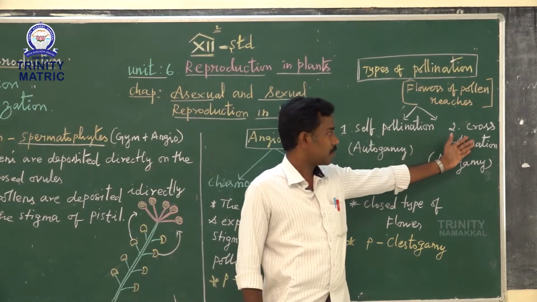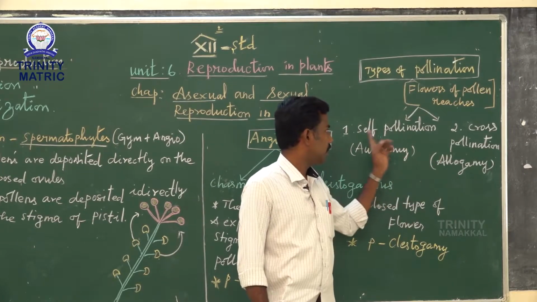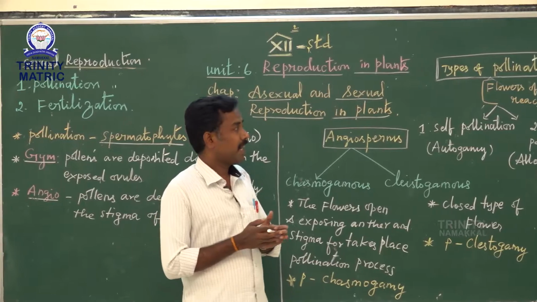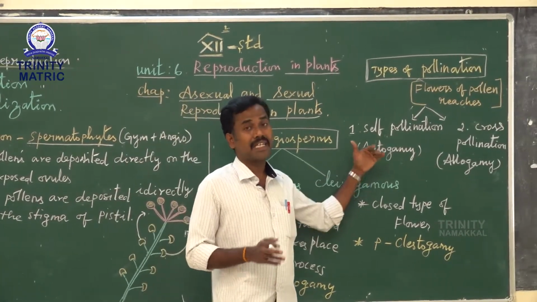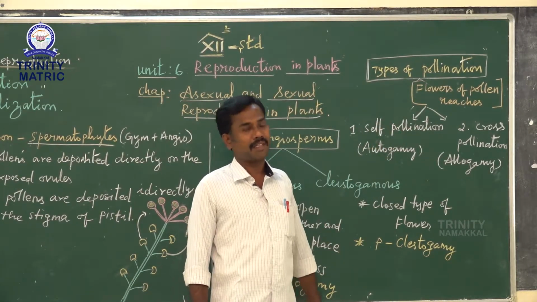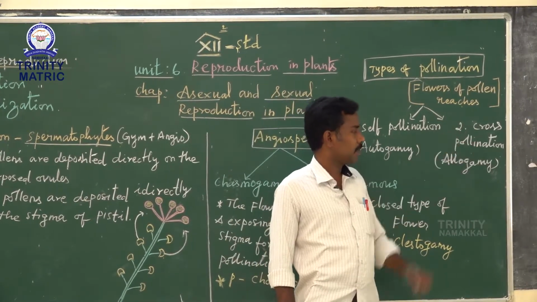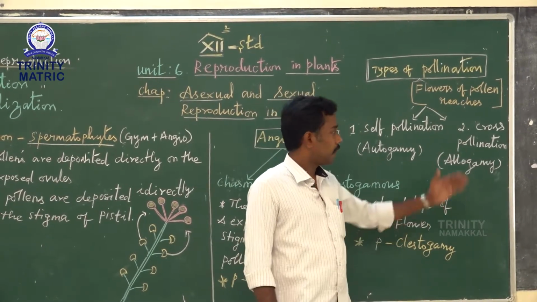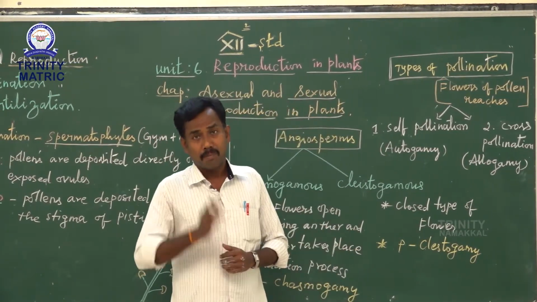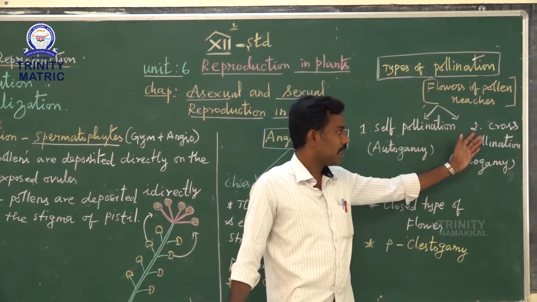Second one, cross pollination. Allo means different, two different kinds. What is meant by self pollination? It is the transfer of pollen grain from the anther to the stigma of the same flower or a different flower of the same individual plant. Cross pollination means the transfer of pollen grain from the anther to the stigma of a different tree but the same species. It is also called allogamy.